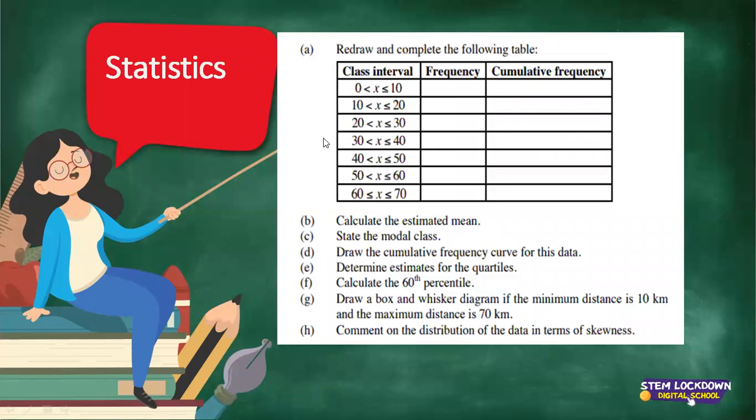We do point by point plotting of the values. Okay. And then with that, we get our ogive curve, our cumulative frequency curve.